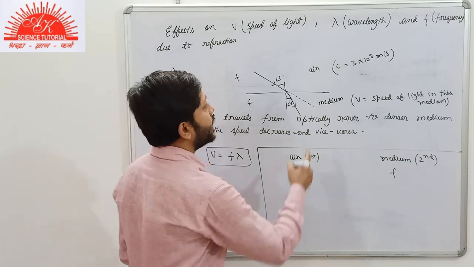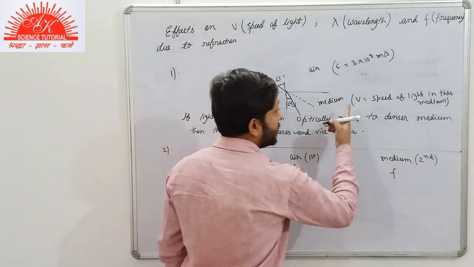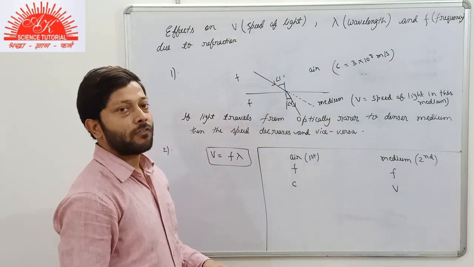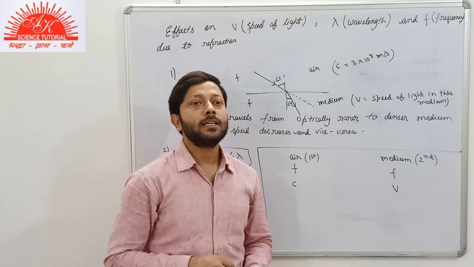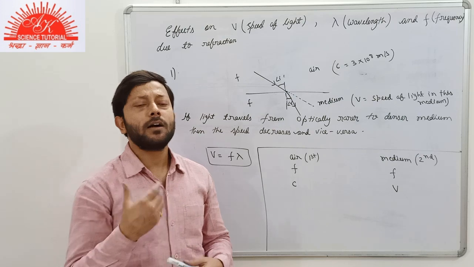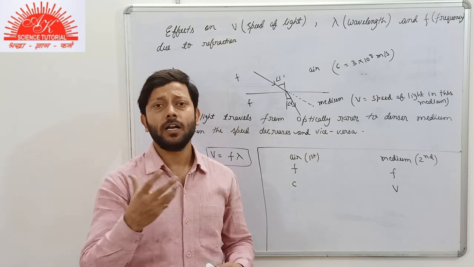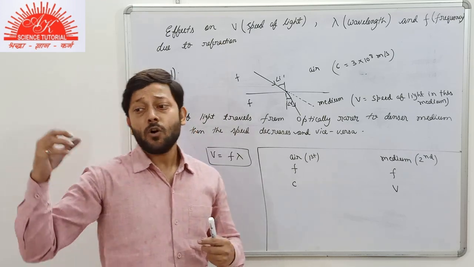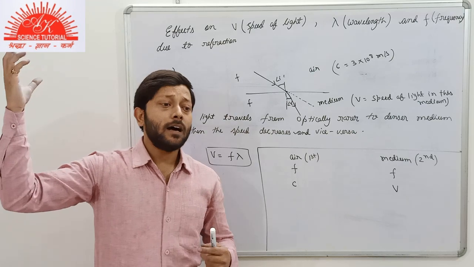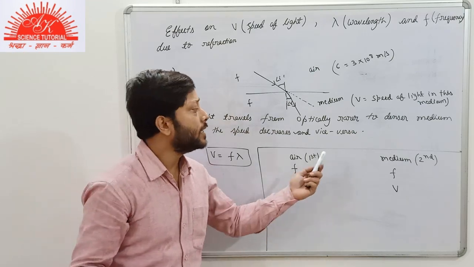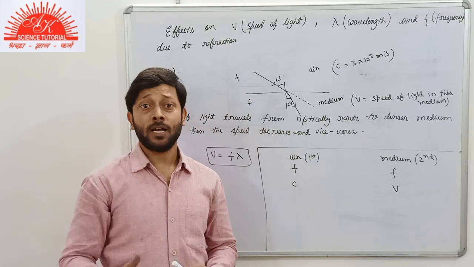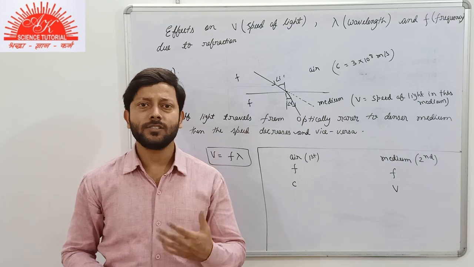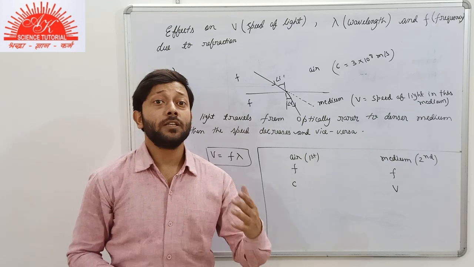But what about the speed? The speed in air was c, but the speed in the given medium, suppose it is v. And the wavelength of light: the color of light might be violet, red, indigo, blue, green, anything. As long as all these colors of light are traveling in air, their wavelength remains the same. But as soon as these light rays enter any optical medium, water, glass, diamond, anything, their wavelength changes.